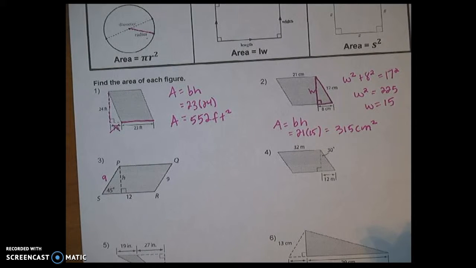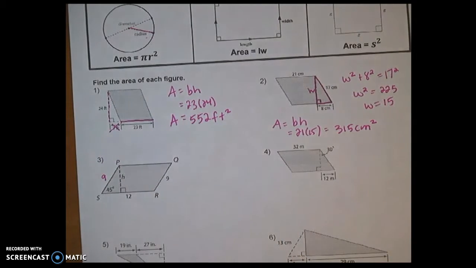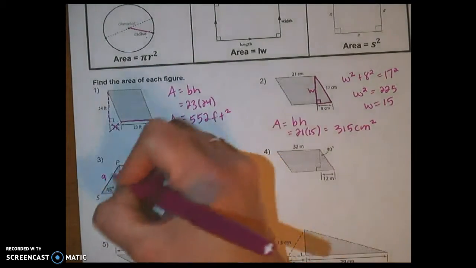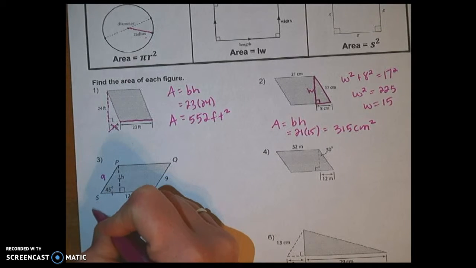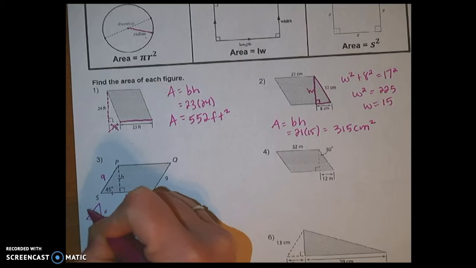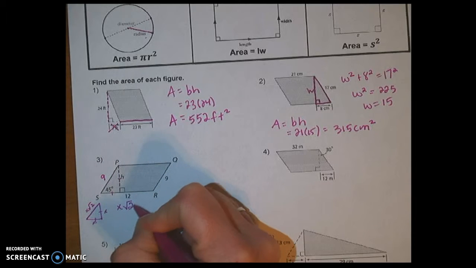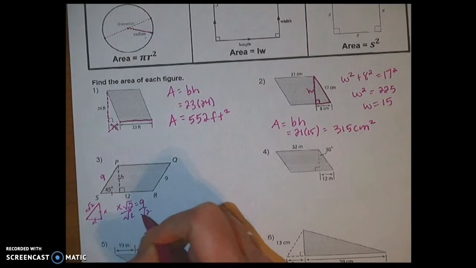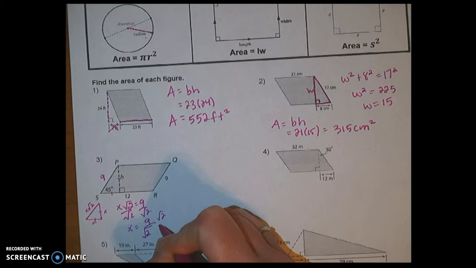So in this particular problem, I know that this is a 45, 45, 90, even though it doesn't look like it. So this side and this side are the same. This right here is my hypotenuse. So remember, our 45, 45, 90 looks something like this, where you have x, x, and x square root of 2. So my x square root of 2 equals 9. Divide both sides by the square root of 2. So x equals 9 over the square root of 2. And then we have to rationalize that.